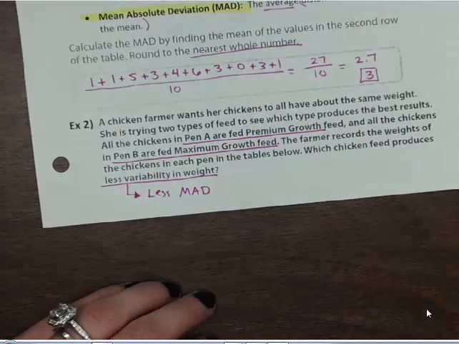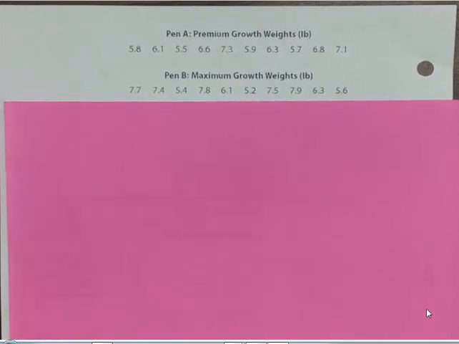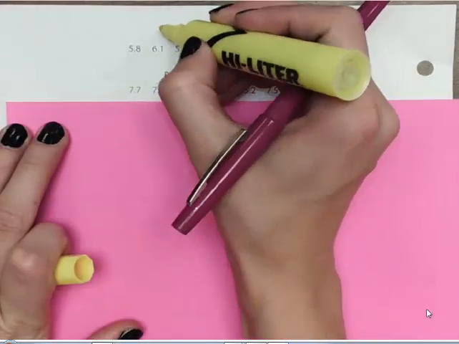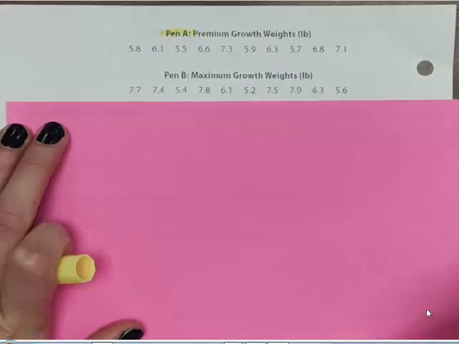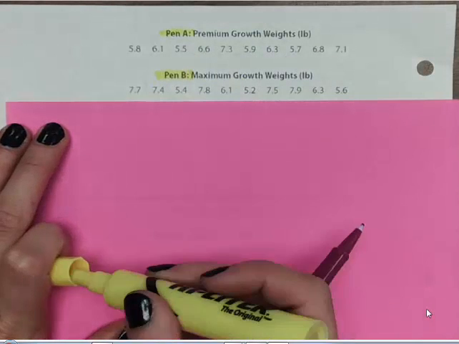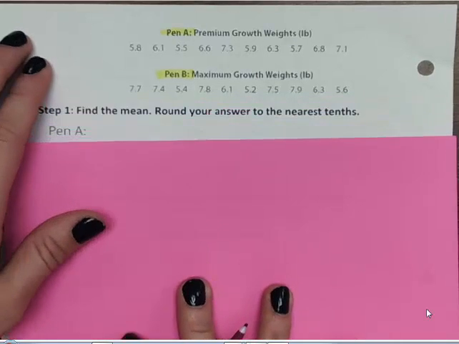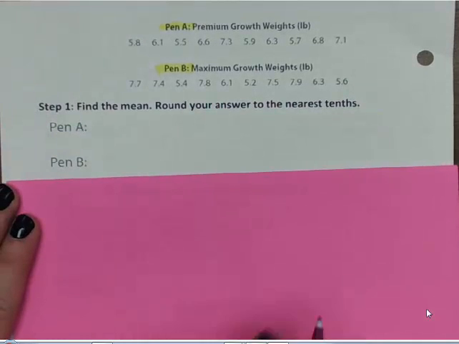Okay, so flip your paper over. The data set that it gives you, if you look, pen A, these are the weights of the chickens that use this feed, and pen B is the weights of the chickens that use the maximum growth feed. So the first step to figure out the MAD is to figure out the mean for each pen. Again, we want to round to the nearest tenth this time.